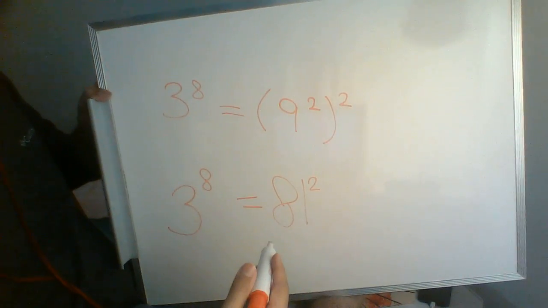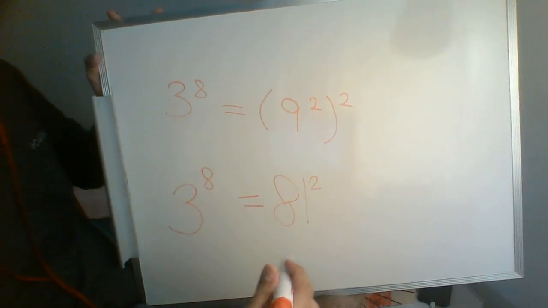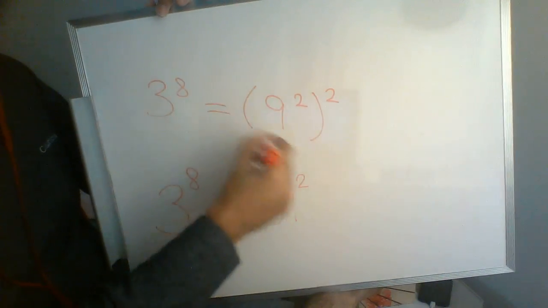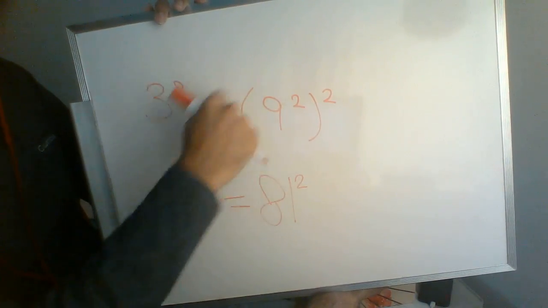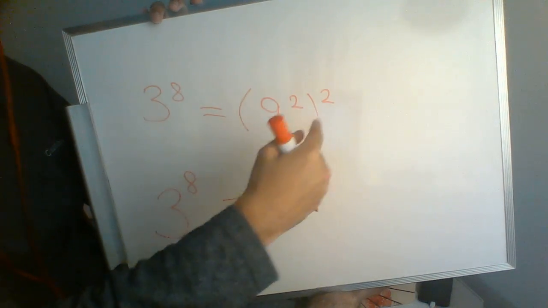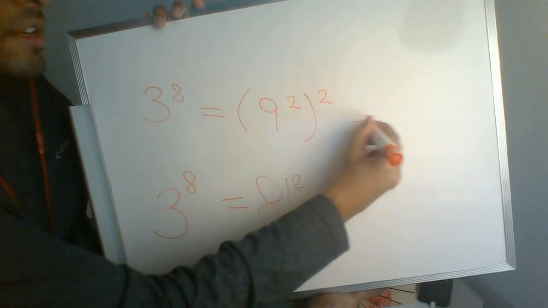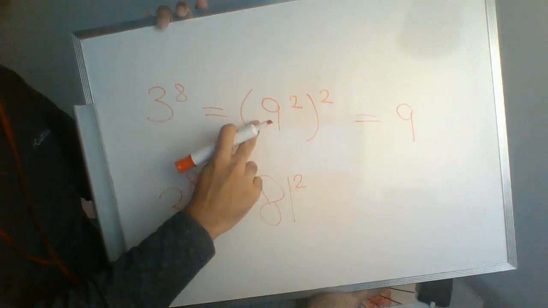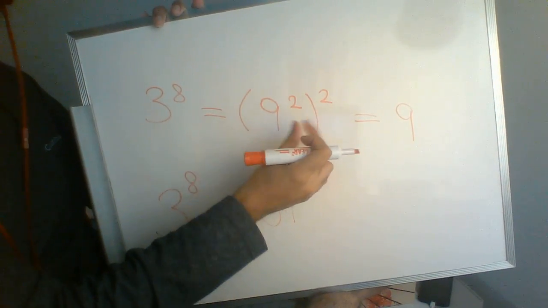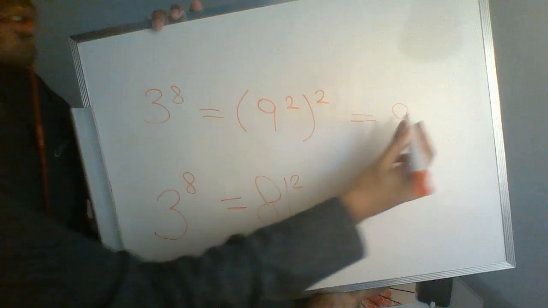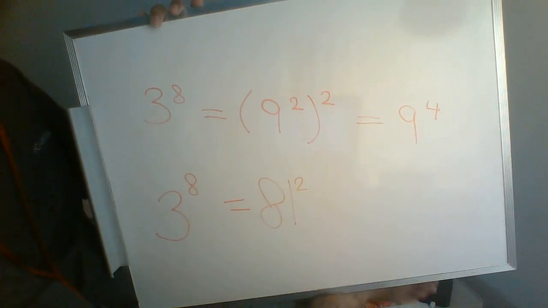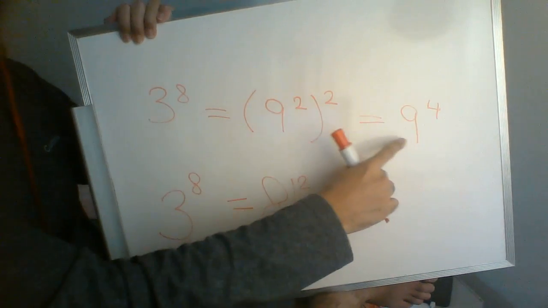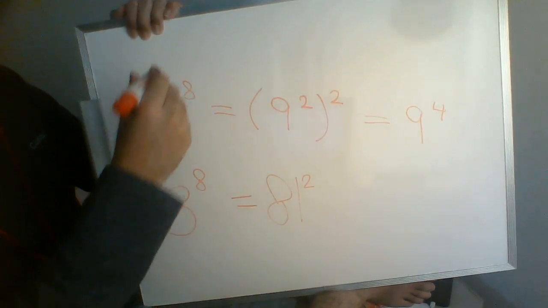That's not really any more helpful than what we started with over here. But we know from our exponent laws that if you've got a power, so you've got a base and an exponent, and that whole thing is raised to another exponent, you can simplify that down to just being one base, which is the base that you started with, so 9, and then you take those two exponents and you multiply them together. So we've got 2 times 2 would be 9 to the exponent 4. But still, that's not useful. We've got a base of 3 here, we've got a base of 9 there, so that's not really helpful.